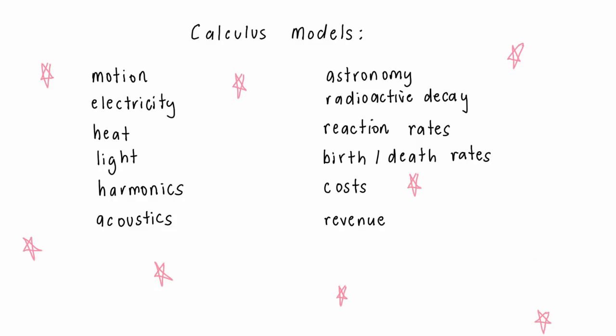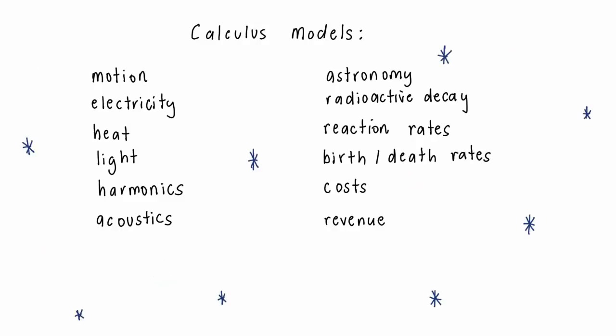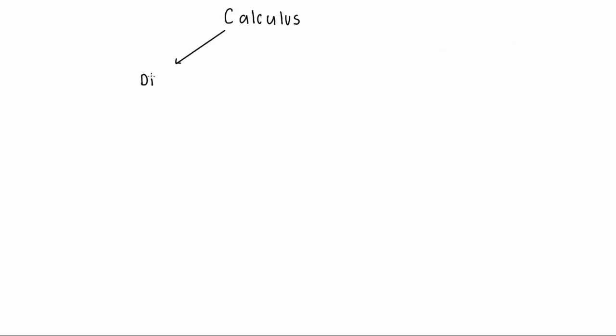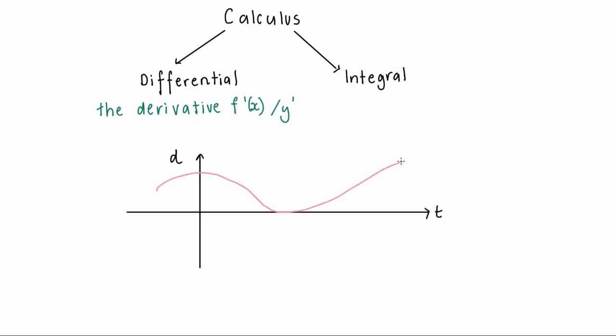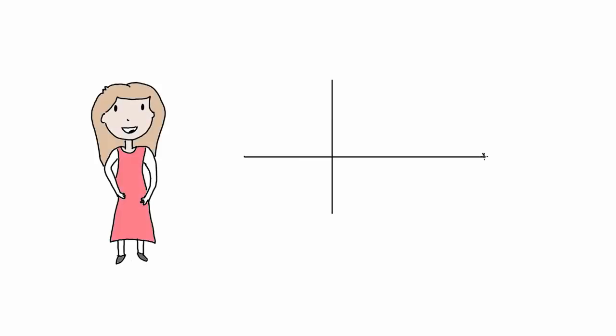Motion, electricity, heat and light, harmonics and acoustics, astronomy, radioactive decay, reaction rates, birth and death rates, costs and revenue, all of these can be modelled beautifully using calculus. In calculus, we have two different branches. The first branch is differential calculus, and this involves the concept of the derivative of a function. This branch of calculus studies the behaviour and rate at which a quantity like distance, for example, changes over time.